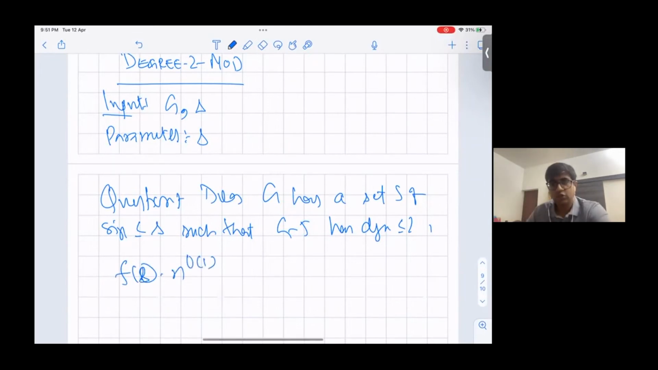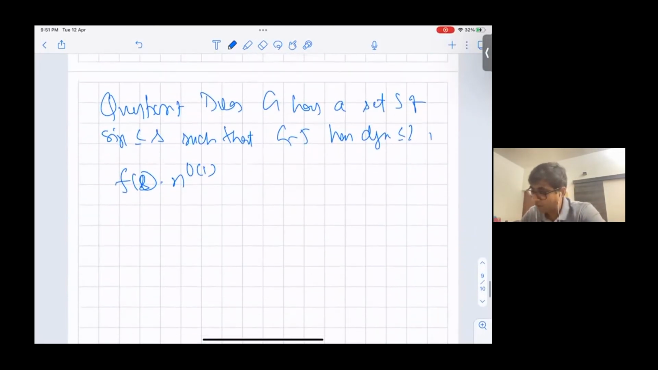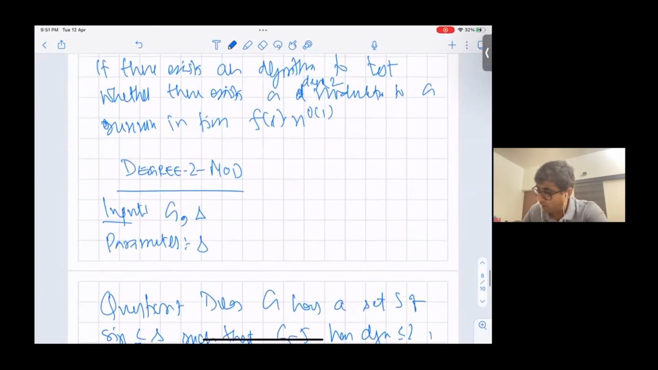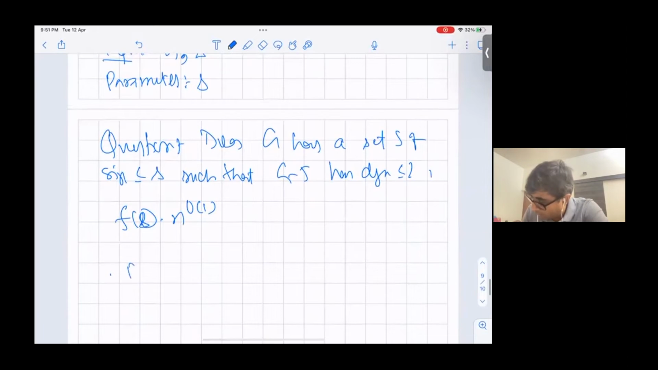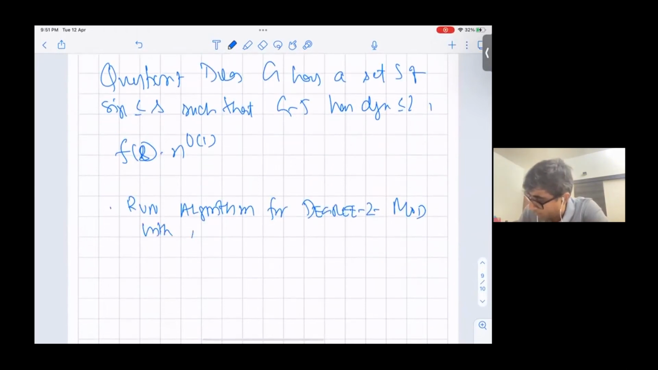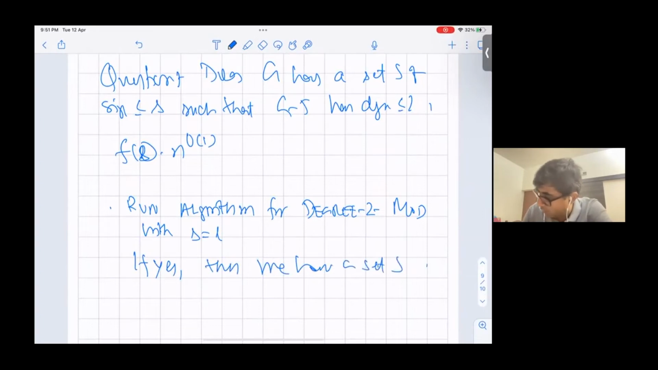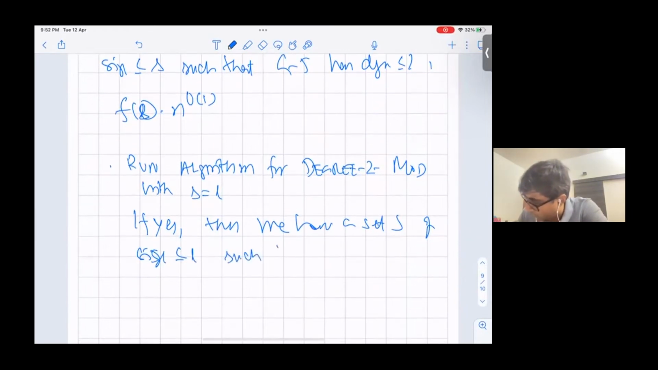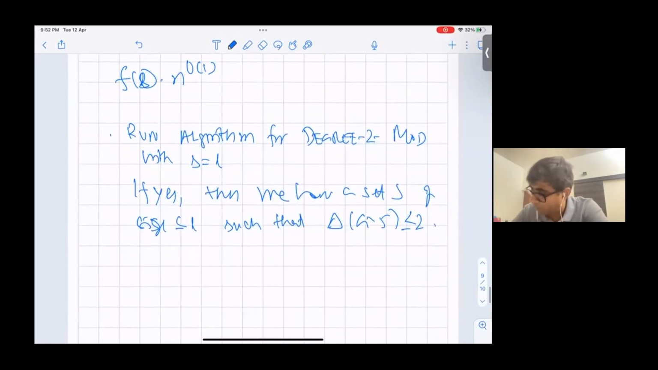So now what Ajay wants is to run the algorithm for degree 2 modulator with S equal to L. If yes, then we have a set S of size at most L such that the maximum degree of G minus S is 2. Then what is he saying?